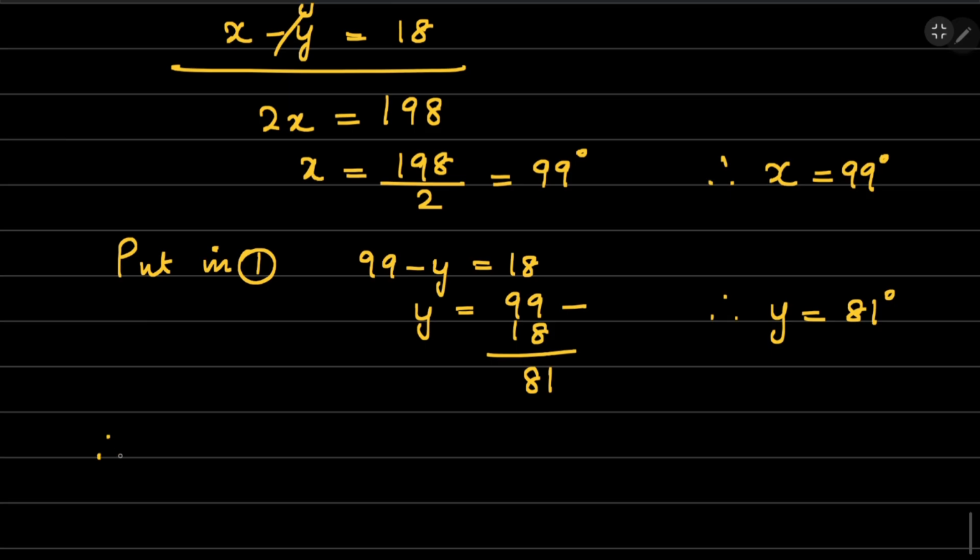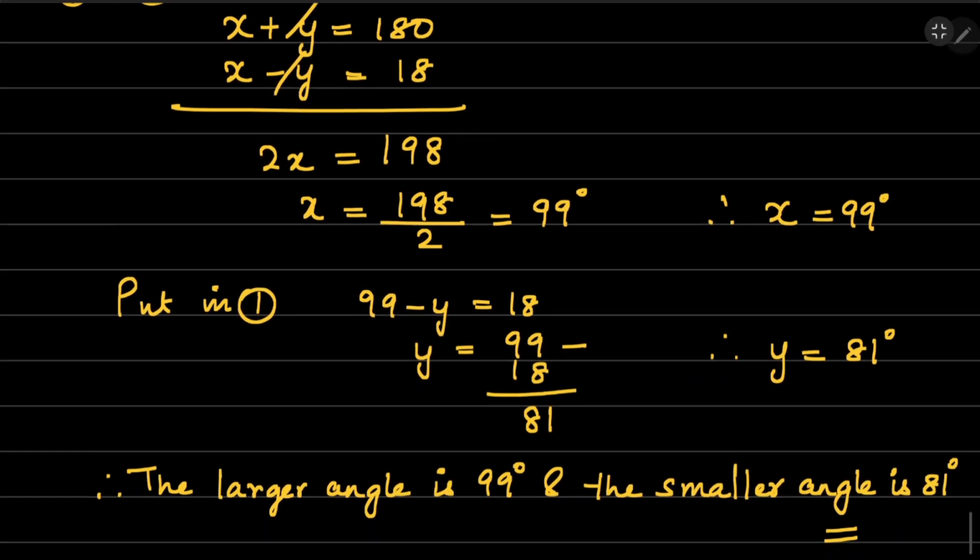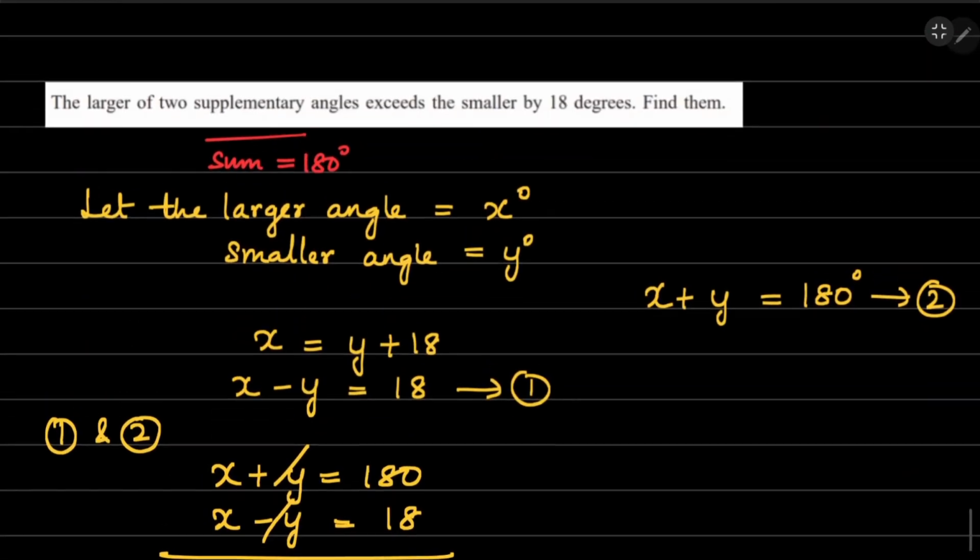Okay, so you can write, therefore, the larger angle is 99 degrees and the smaller angle is 81 degrees. And that's your answer. Okay, I hope you understood.